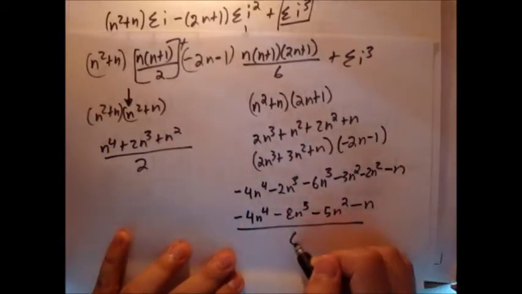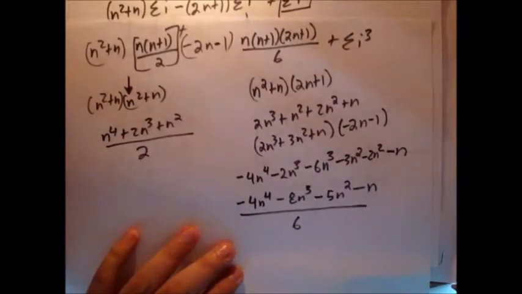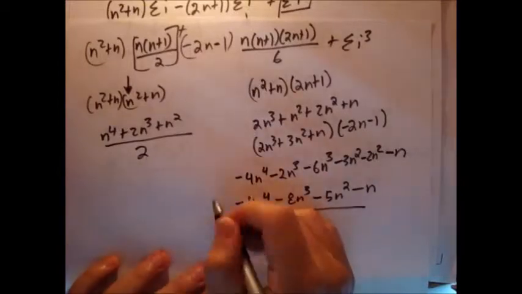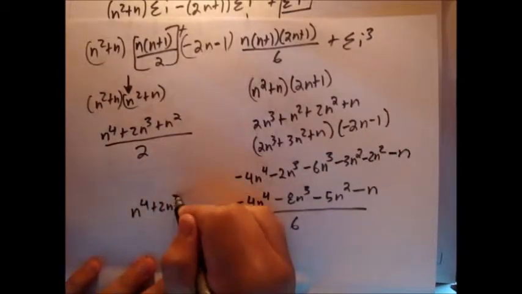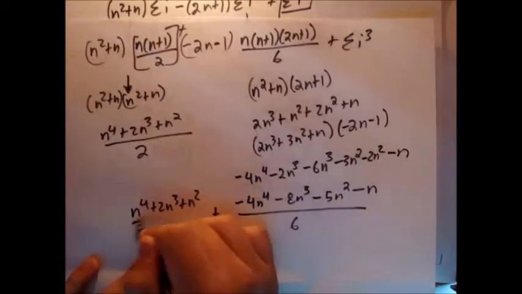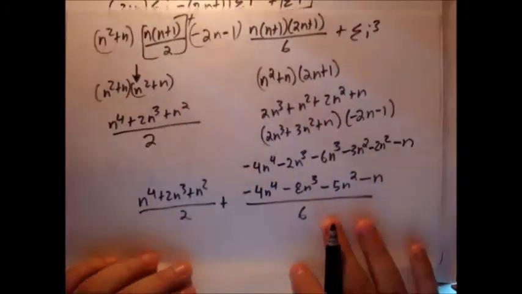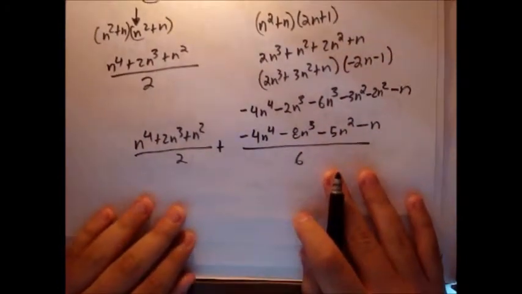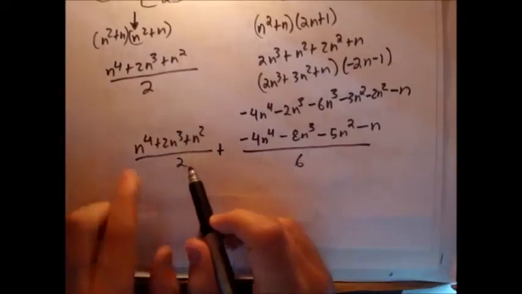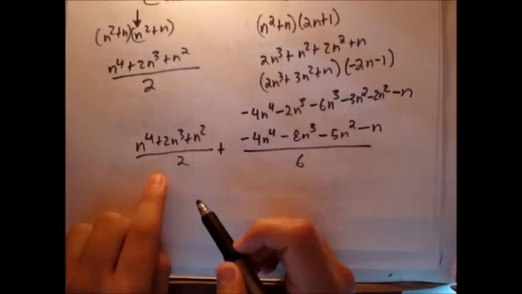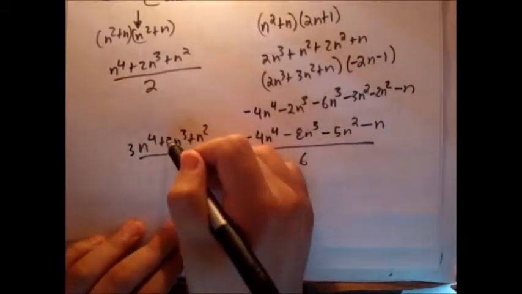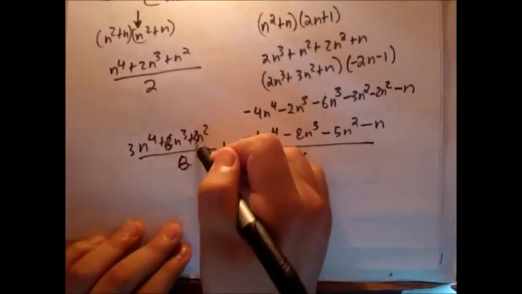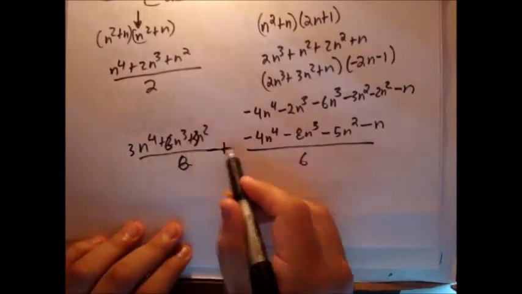Remember, we had a 6 in the bottom, and we're going to have to add this to n to the 4th plus 2n cubed plus n squared divided by 2. Don't lose track. Here we're going to need a common denominator. Let's multiply 3 in the numerator, 3 in the denominator. This gives us 6. Everything times 3. 3 times 2 is 6. Here 3. Let's add things up now.